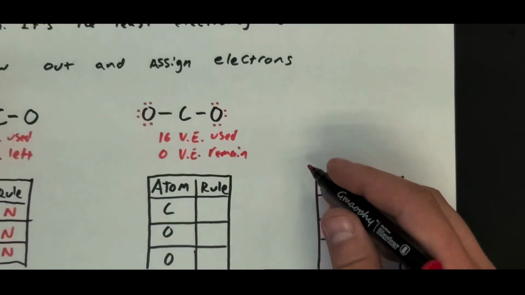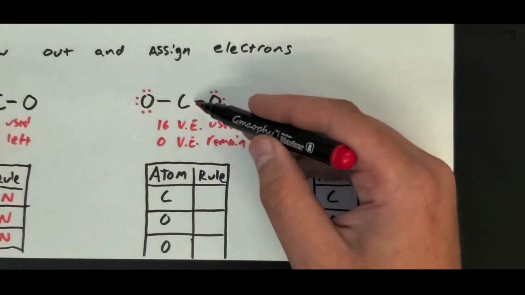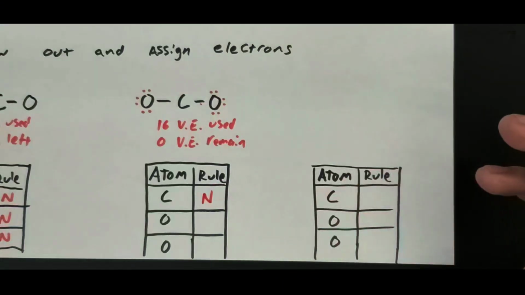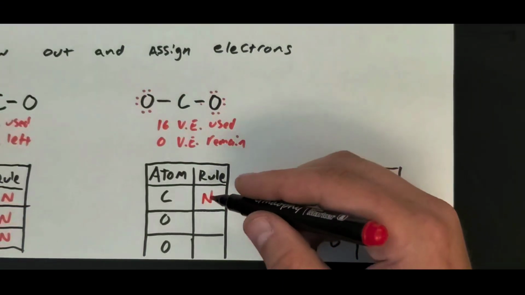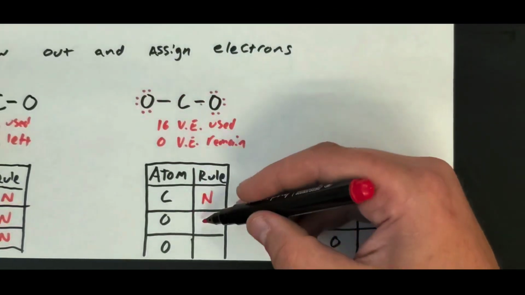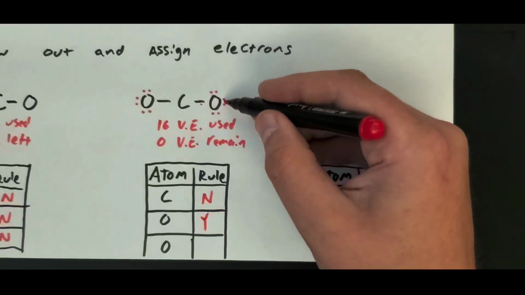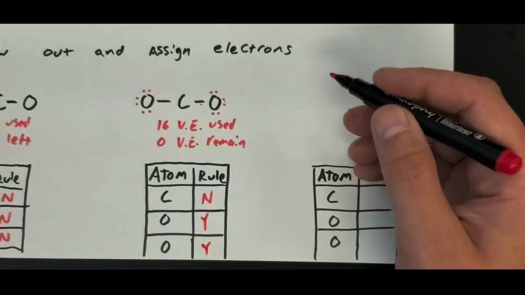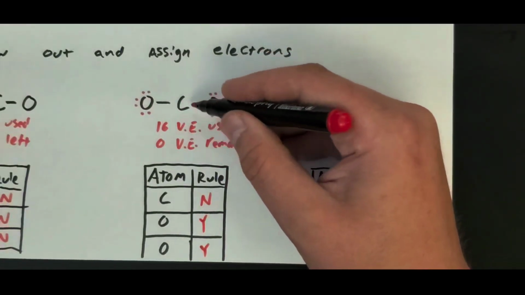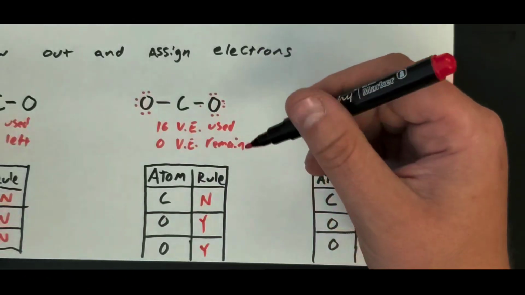And we can check if our octet rule has been fulfilled. Carbon has 4 valence electrons, so its octet rule has not been fulfilled. And this oxygen has 2, 4, 6, 8, so it's been fulfilled. And this one has 2, 4, 6, 8, so it has its octet rule fulfilled as well. We just need to fulfill the octet rule of this carbon by giving it 4 more valence electrons.